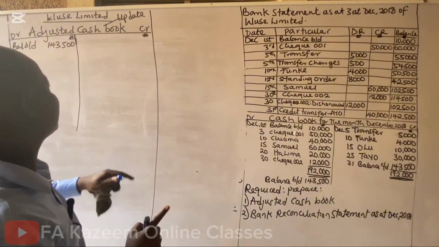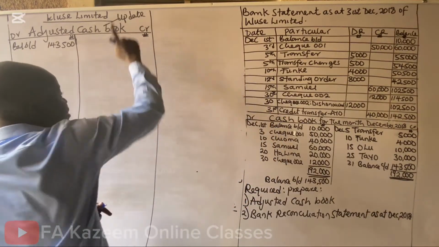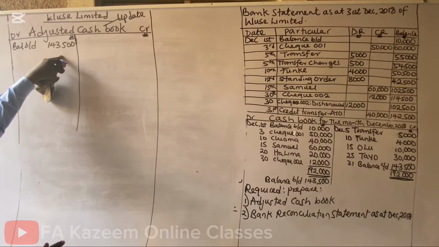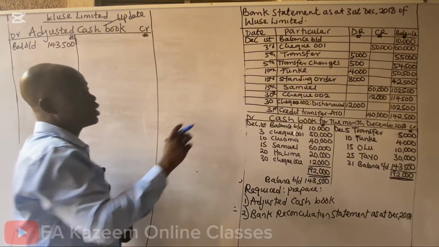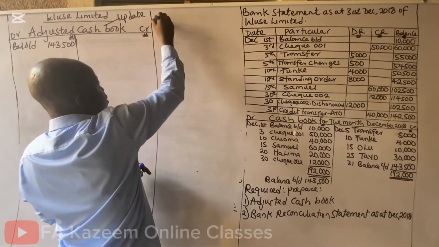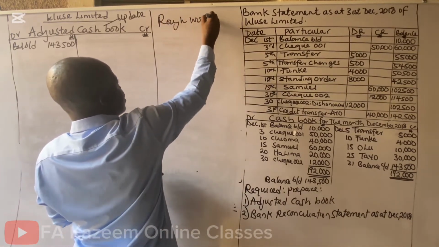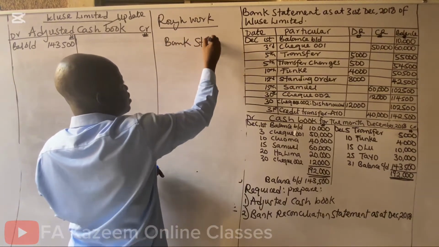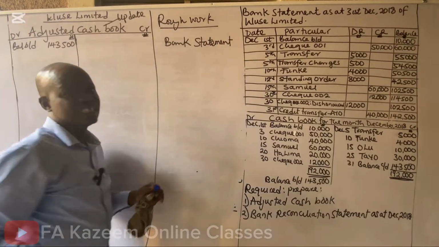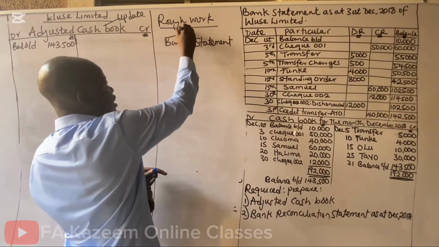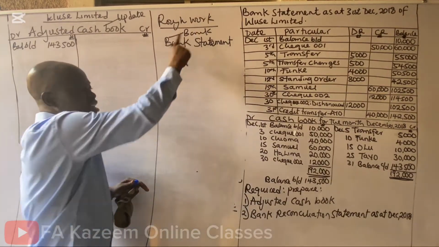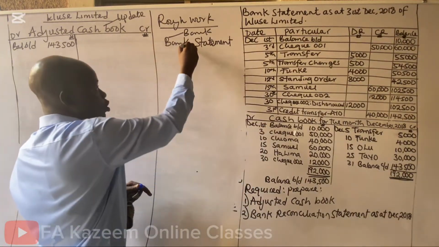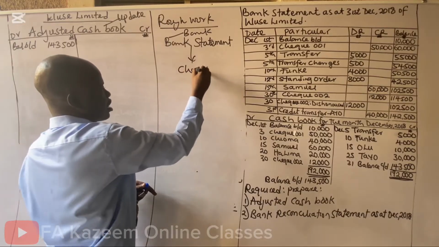Now, is there anything missing in this original cash book that needs to be updated? How do we do that? In practice, if you want to update this adjusted cash book, the first thing you do is to request for your bank statement. This is our rough work. You request for your bank statement. And why are you requesting for your bank statement? Is there anything that the bank has recorded in the bank statement that the customer has not recorded in this original cash book? You check your bank statement.